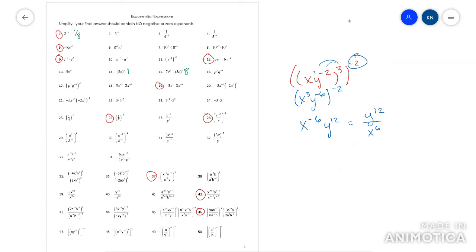All right, so I hope this was a good refresher for your exponential properties. We'll be actually solving in the next video, but I hope this video helped.